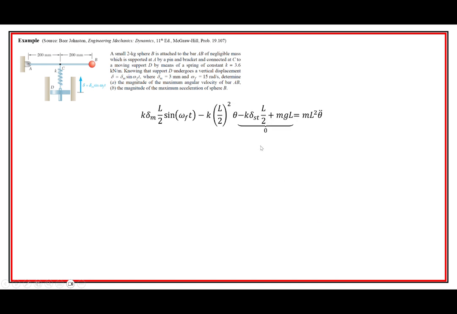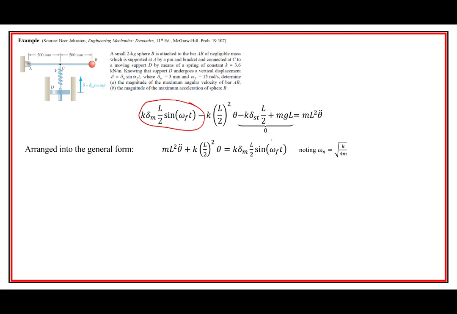All right, so there's the form we just looked at a second ago, and we can switch it around so that this part over here is on the right hand side, and we get it into our typical form. We can see something in front of theta double dot, something inside of theta, and then on the right hand side we have the sine.